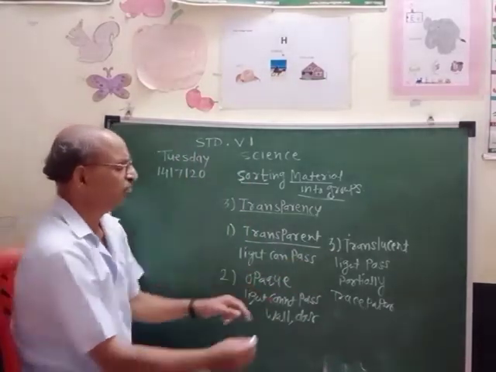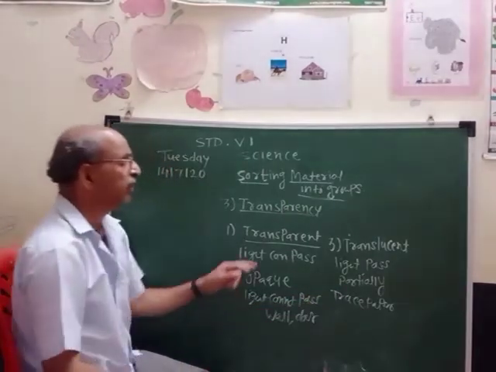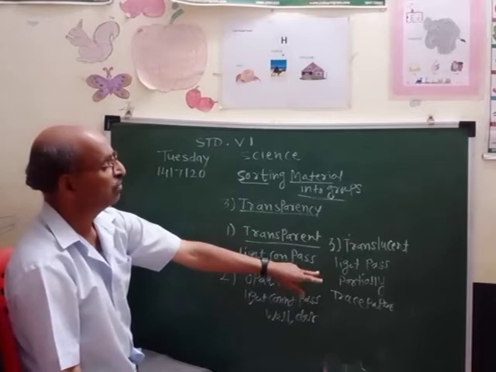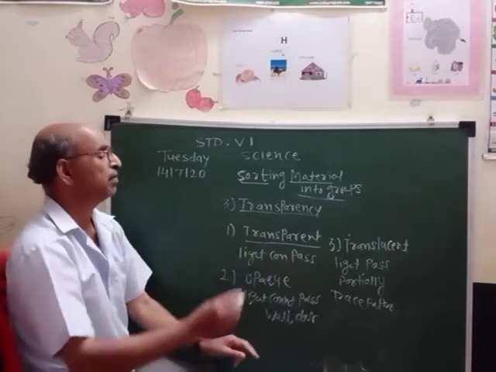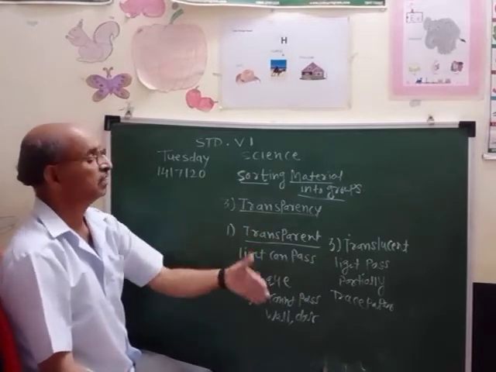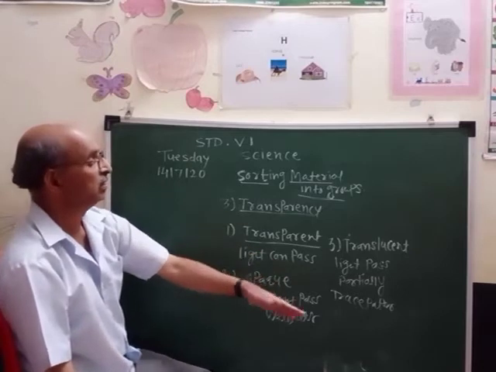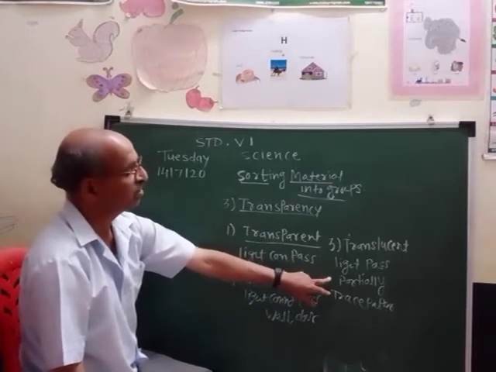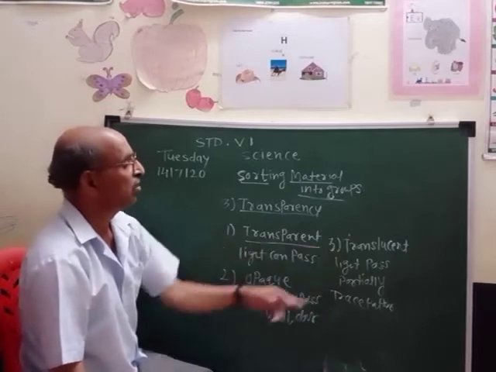Or a window pane where some part is graphite. So that type of glass is also translucent: some part we can see, the other part is not clear. So in such material light cannot pass completely. Such type of material is called translucent.